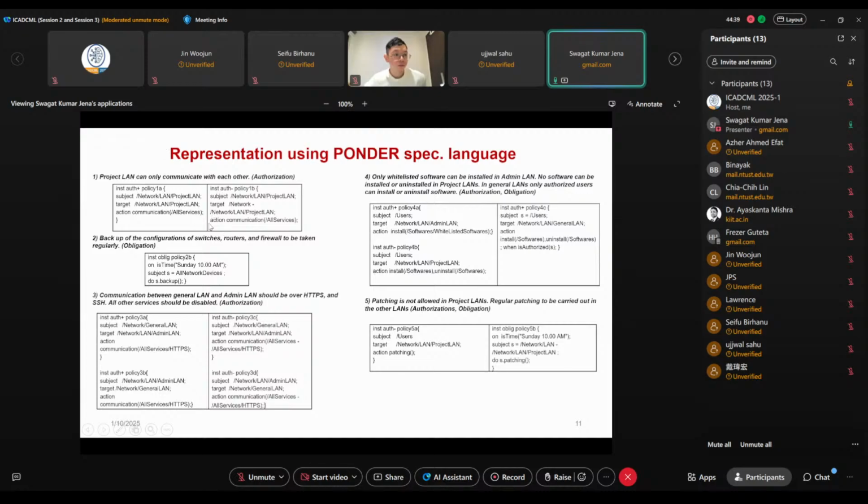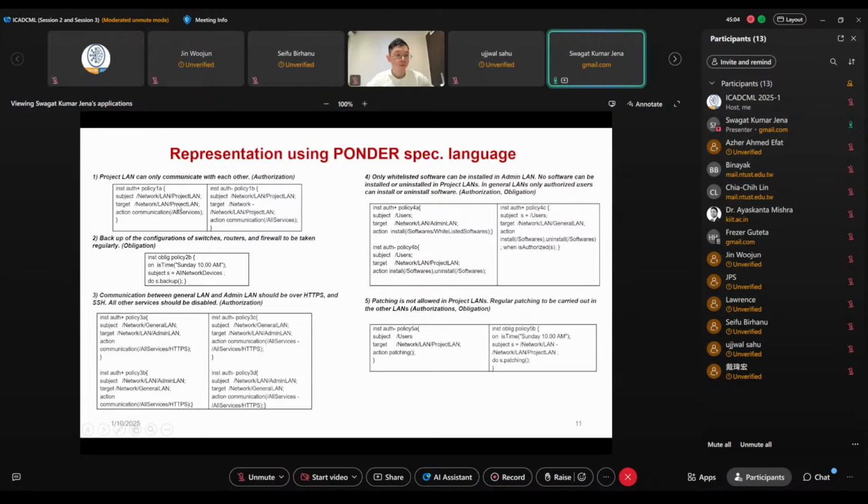Just to take one, project LANs can only communicate with each other. Here there are 2 policies. This is the authorization policy, so auth plus, and this is the name of the policy. The subject is the project LAN. It comes under the network and LAN, and within the LAN we have a specific project LAN. The target is also the project LAN. So from project LAN to project LAN, there is a subject and a target.